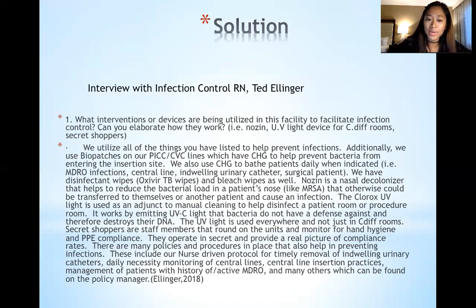So it's pretty awesome. Then we also have secret shoppers, which are staff members who go around the units monitoring for hand hygiene and PPE compliance. This gives us a more realistic view of what's really going on the unit when the managers and eyes are not on people. Like, what do we do when people aren't watching us, basically?